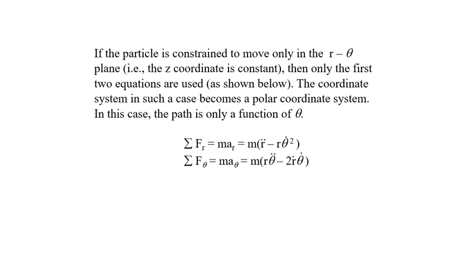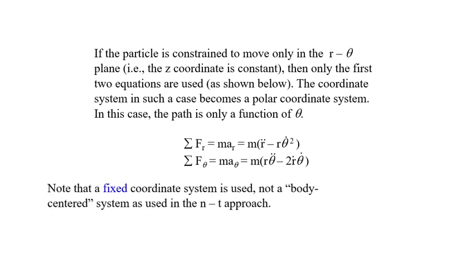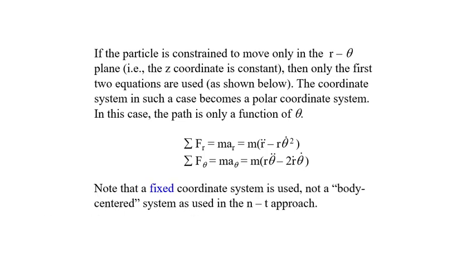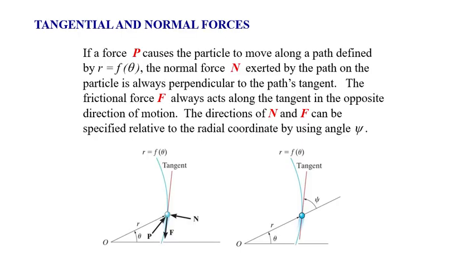So if the particle is constrained to move only in the r-theta plane, we can get rid of that z component, and we only have to deal with the first two components, the r and the theta component. And for a fixed coordinate system, it's not body-centered, we use the normal and tangential approach. This may make more sense if we're using the body-centered, then the normal and tangential approach may make more sense elsewhere. So let's look at our normal and tangential forces.